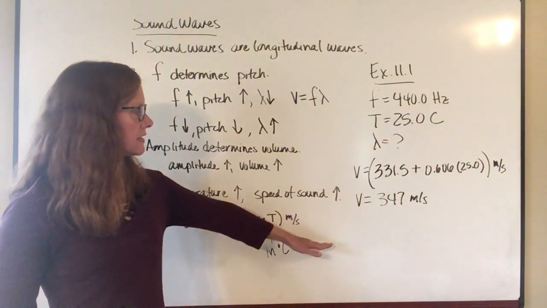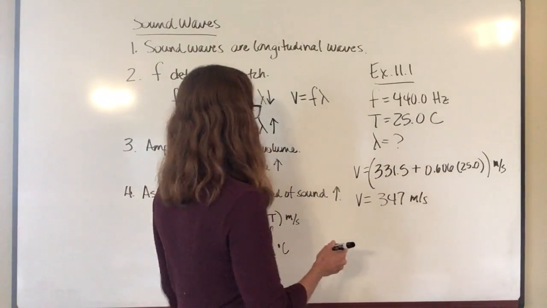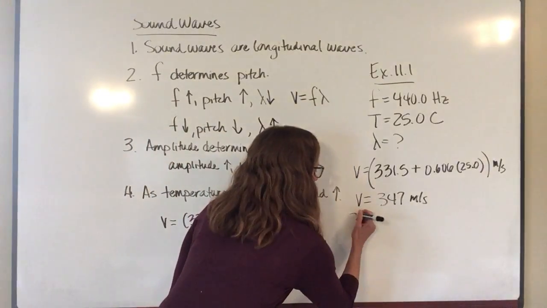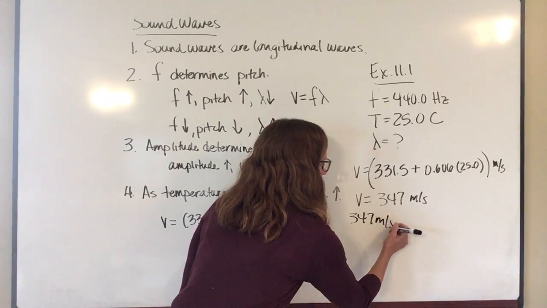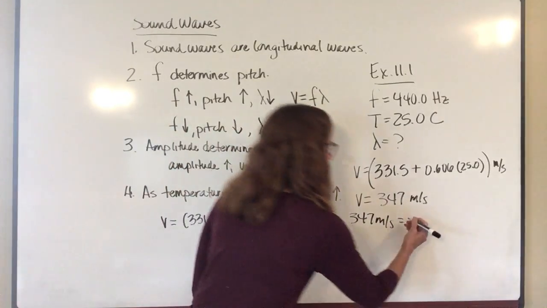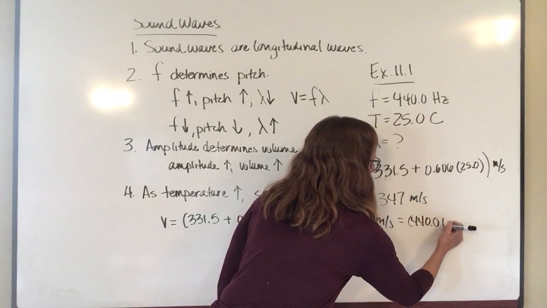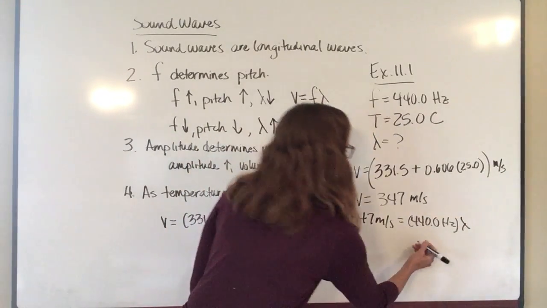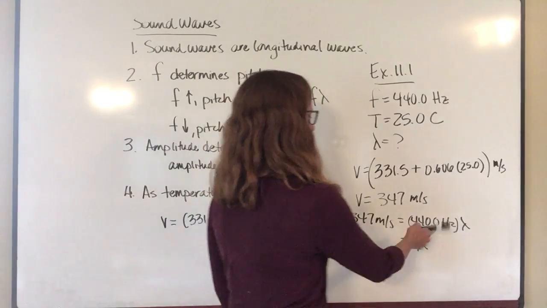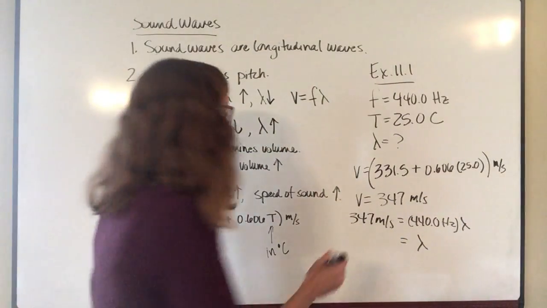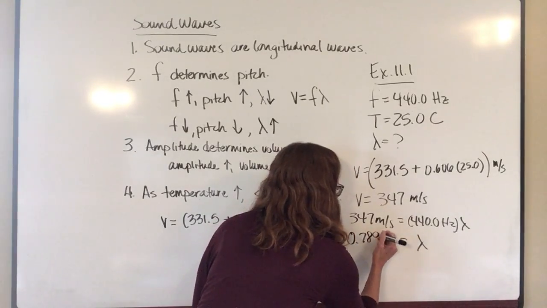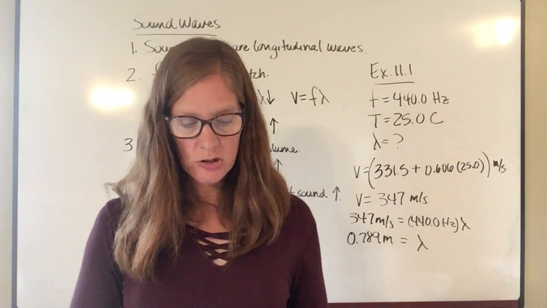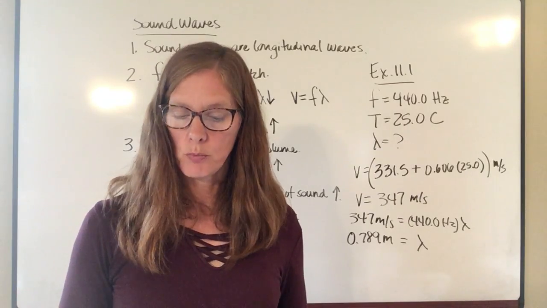Now that I know the velocity, now I can go back and I can calculate the wavelength, because since velocity equals frequency times wavelength, I'm going to use this equation. So 347 meters per second is going to be equal to the frequency, which is 440 hertz, or 440 per second, times the wavelength. And so then when you divide this through, 347 divided by 440, you will get a wavelength of 0.789 meters. Okay? So that is how you can use those two equations to solve problems with sound waves.